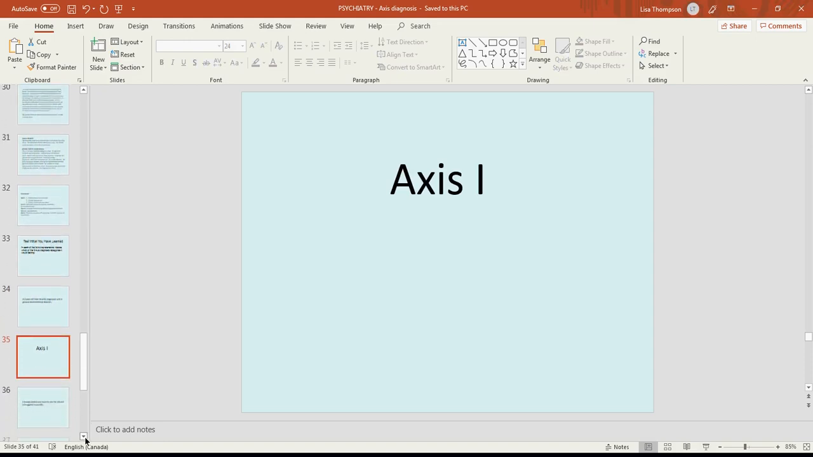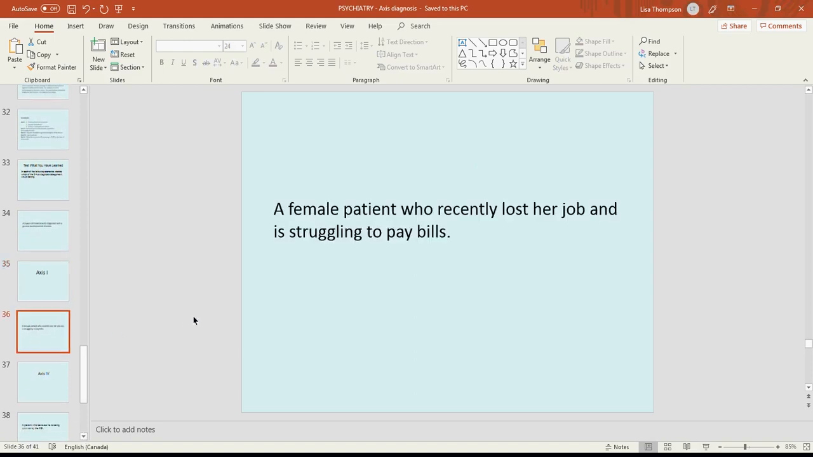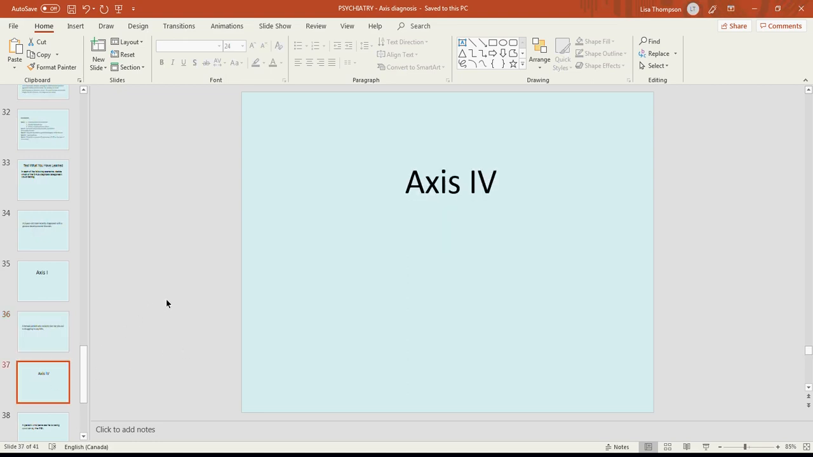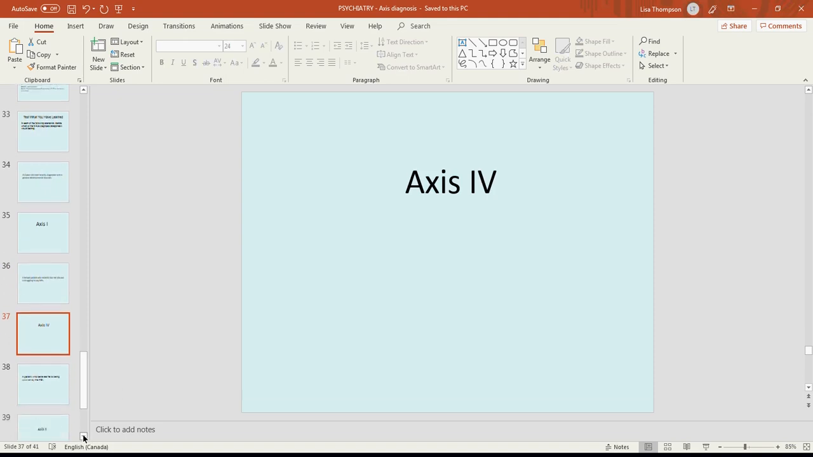Let's see, what's the next one? Okay, a female patient who recently lost her job and is struggling to pay bills. So which axis do you think that would fall under? A female patient who recently lost her job and is struggling to pay bills. Axis 4. So whoever said Axis 4 is correct.